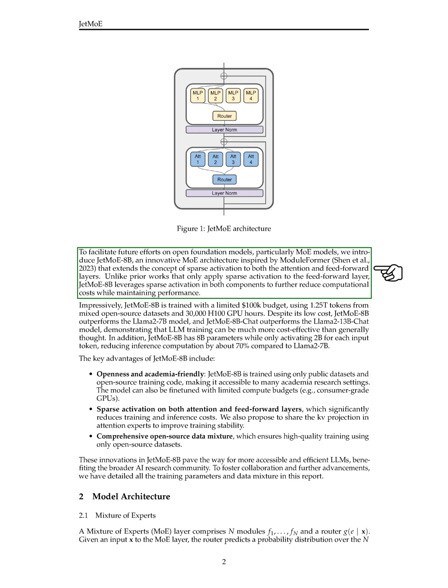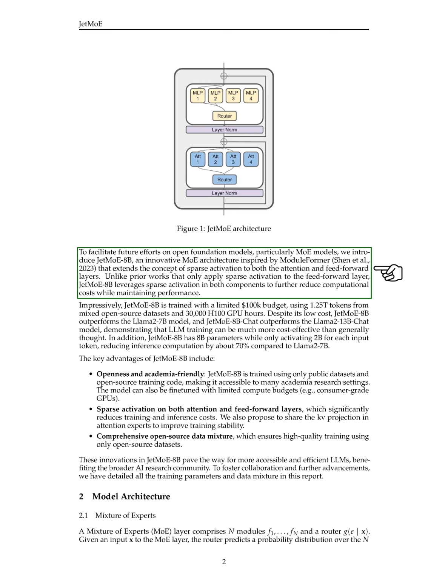To address the need for more accessible and cost-effective LLMs, especially MoE models, we introduced JetMoE 8b. This innovative MoE architecture, inspired by ModuleFormer, extends sparse activation to both attention and feed-forward layers. Unlike previous works that only applied sparse activation to the feed-forward layer, JetMoE-8b utilizes sparse activation in both components to further reduce computational costs while maintaining performance.